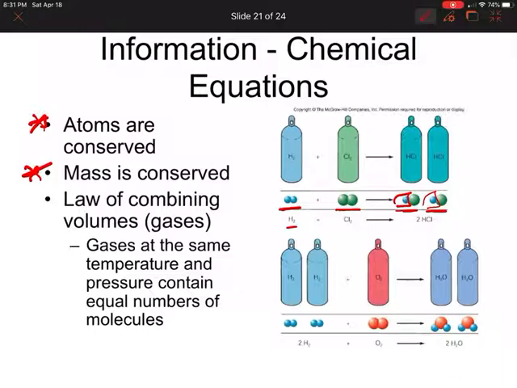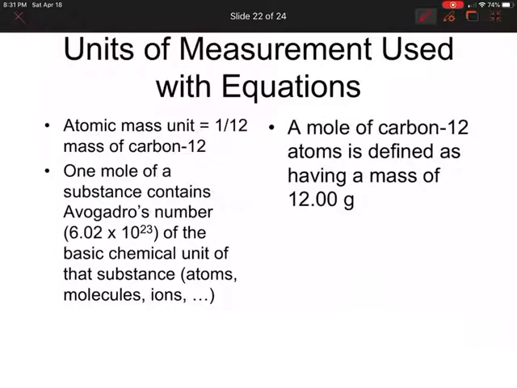And then this is showing the law of combining volumes. The gases at the same temperature and pressure contain an equal number of molecules. So you've got 4 hydrogens here and you've got 4 hydrogens here. Okay, so the same temperature and pressure are going to have the same amount of molecules.